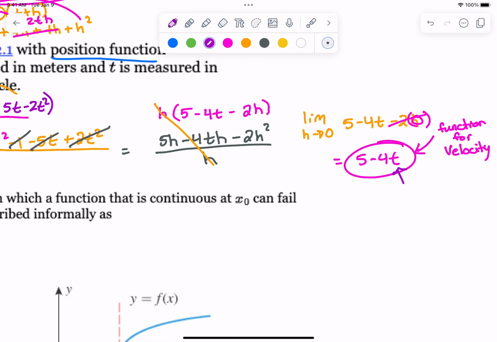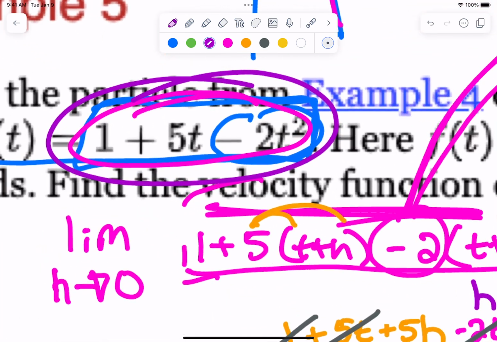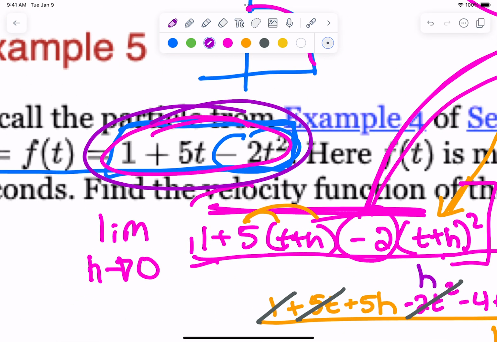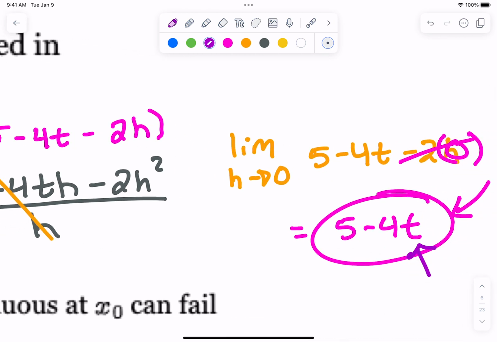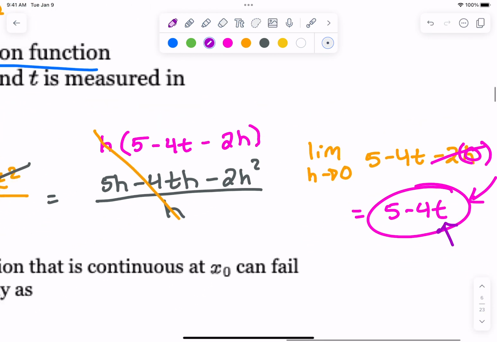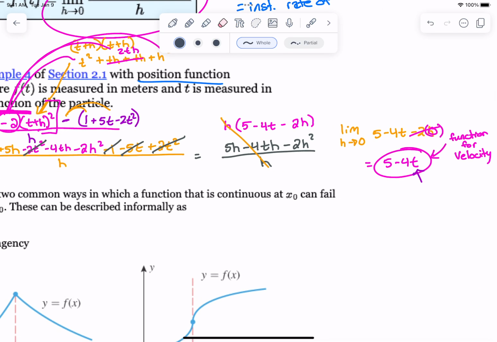All right, again, we'll get to the point where I can just tell you from this function the derivative is negative 4t plus 5. Is that right? Negative 4t plus 5? That's the power rule. Yep, we'll get to the power rule. Can you guys see that from the power rule? So h, 5 minus 4t minus 2h.